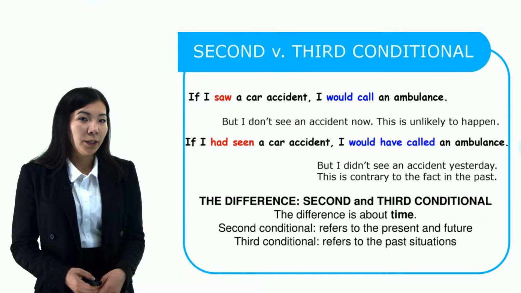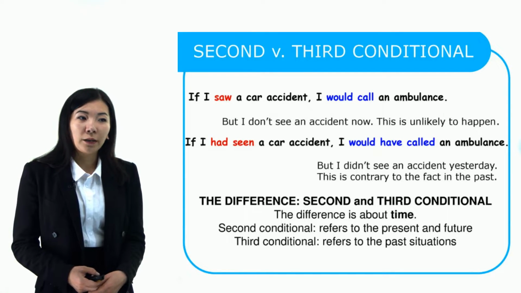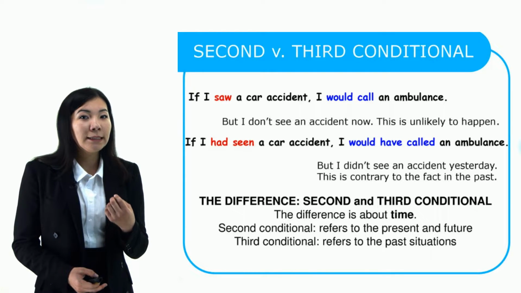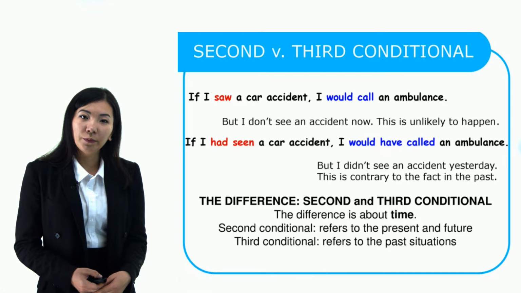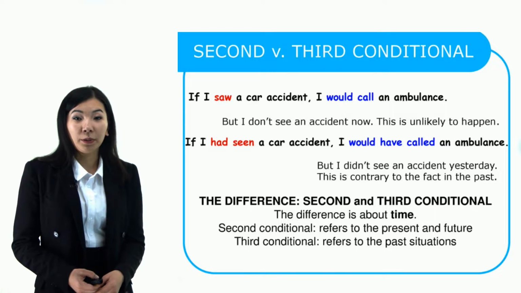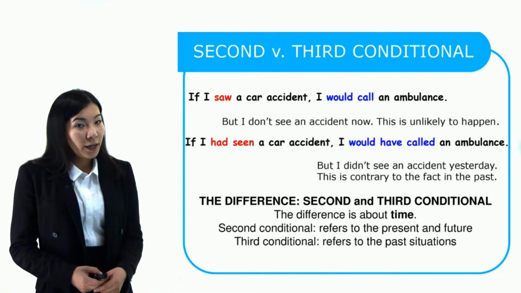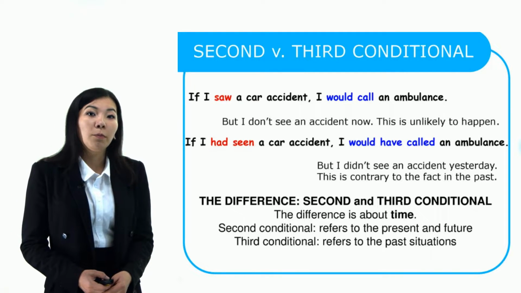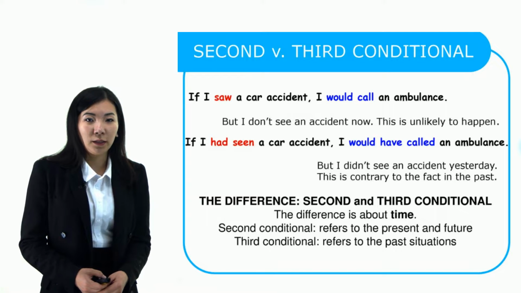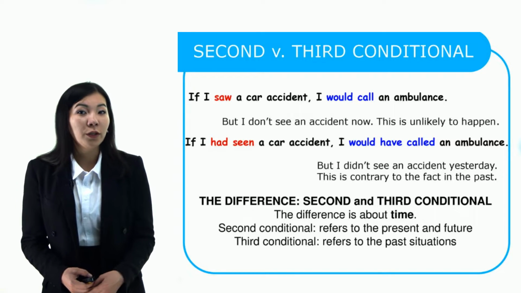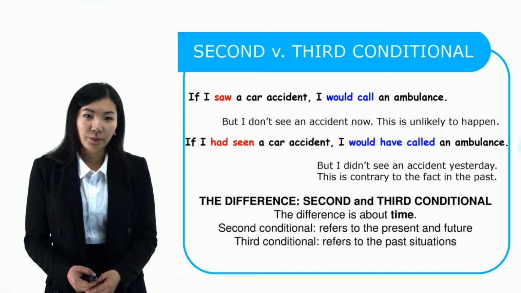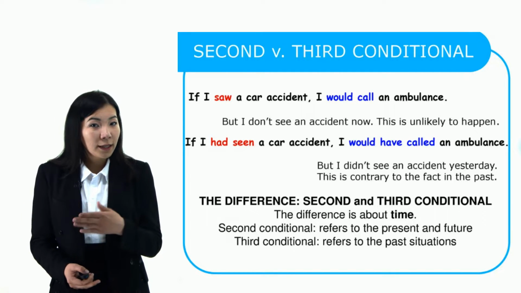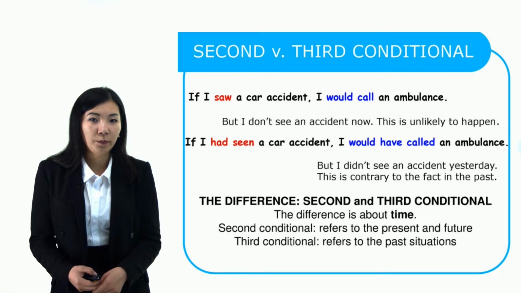For example, here, if I saw a car accident, I would call an ambulance. But I didn't see the accident now. This is unlikely to happen. If I had seen a car accident, I would have called an ambulance. But I didn't see an accident yesterday. This is contrary to the fact in the past. I hope you guys get the difference between the second and the third conditionals.